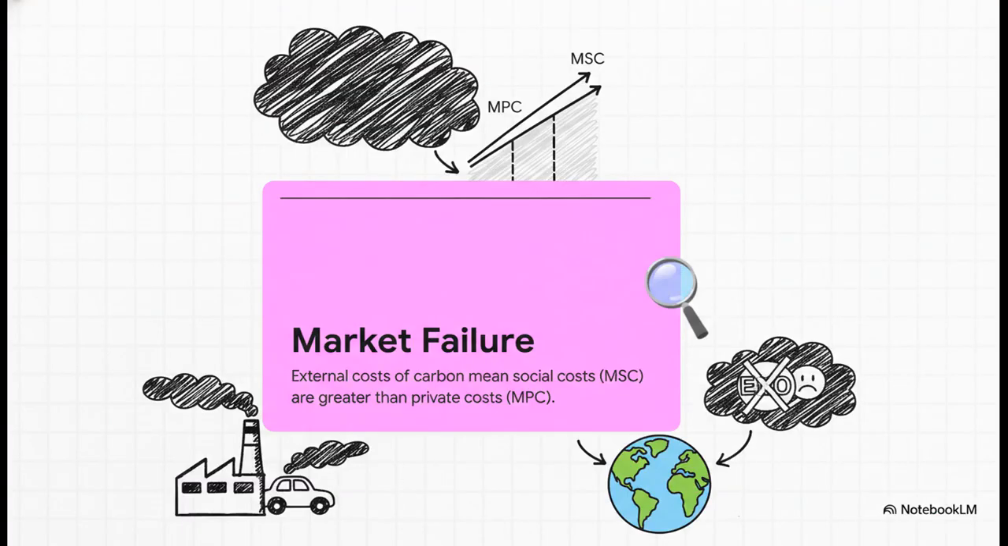The very first thing you have to do is define the core economic problem. State clearly that carbon emissions are a negative externality. This creates a market failure where the true cost to society, that's the marginal social cost, or MSC, is higher than the cost to the individual producer, the marginal private cost, or MPC. And the result of that? An overproduction of carbon-intensive goods.